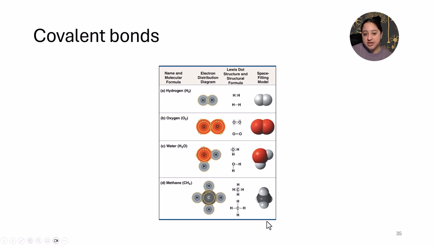And then here's all these other ways that you can show these structural formulas: the electron distribution diagram, the Lewis dot structure, the structural formula. So you'll get a lot more of that in chemistry.